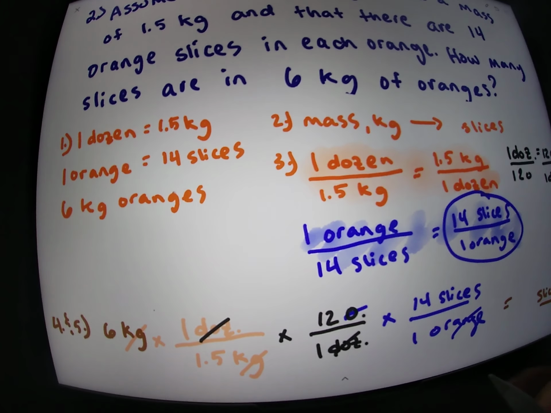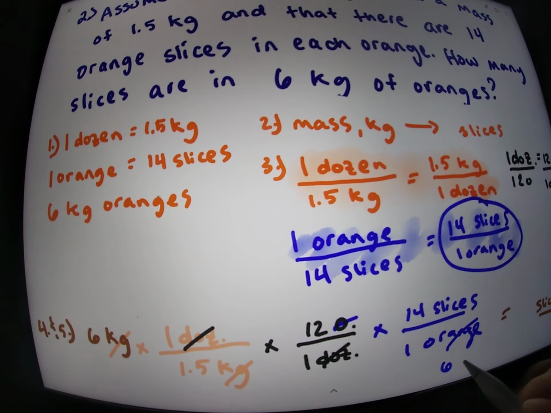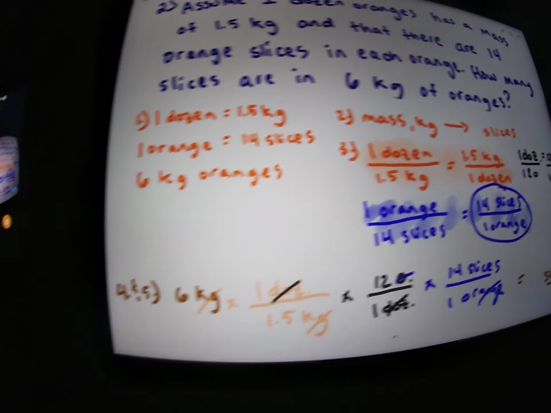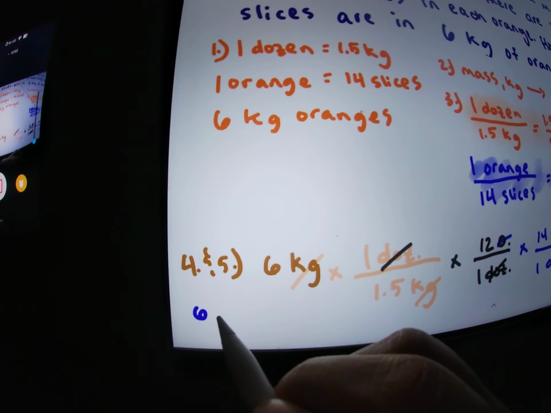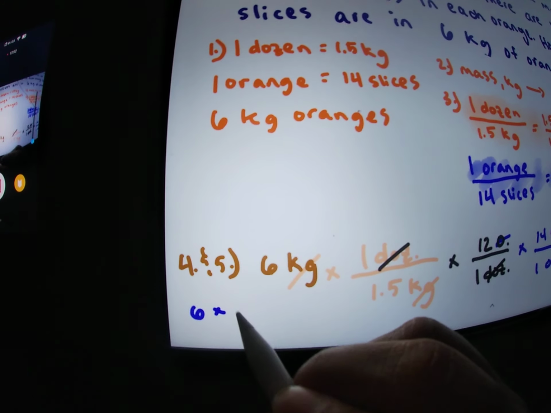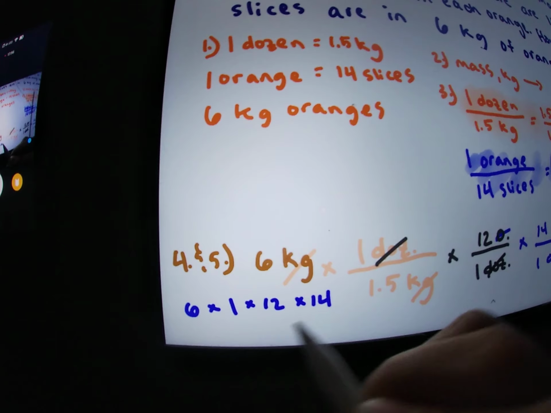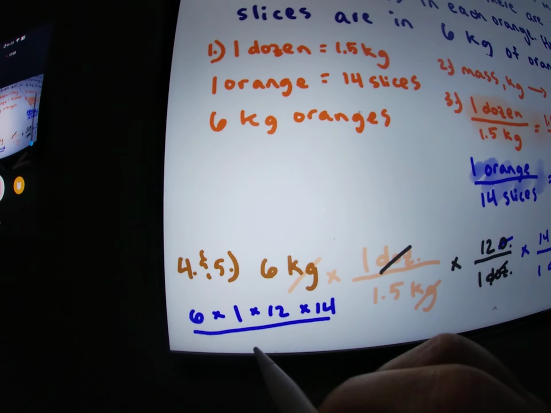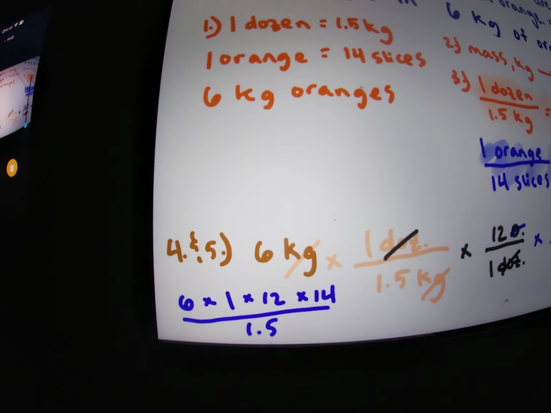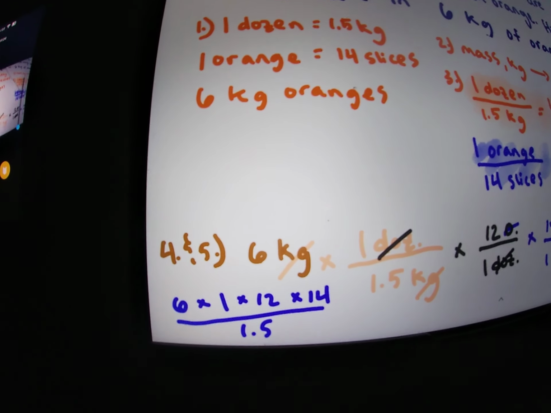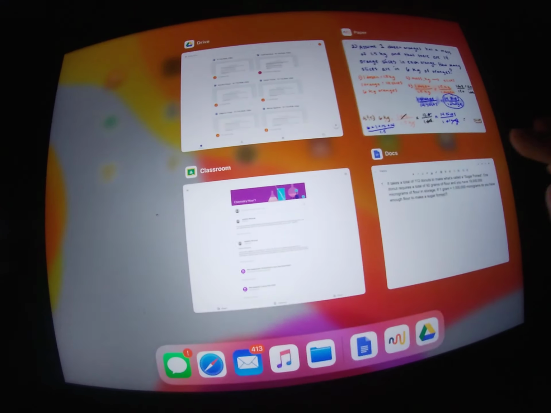Now we have 6. Let's write that over here. We have 6 times 1 times 12 times 14, all divided by 1.5. All right. 6 times 1 times 12 times 14, and I did write the answer because I did the problem already.